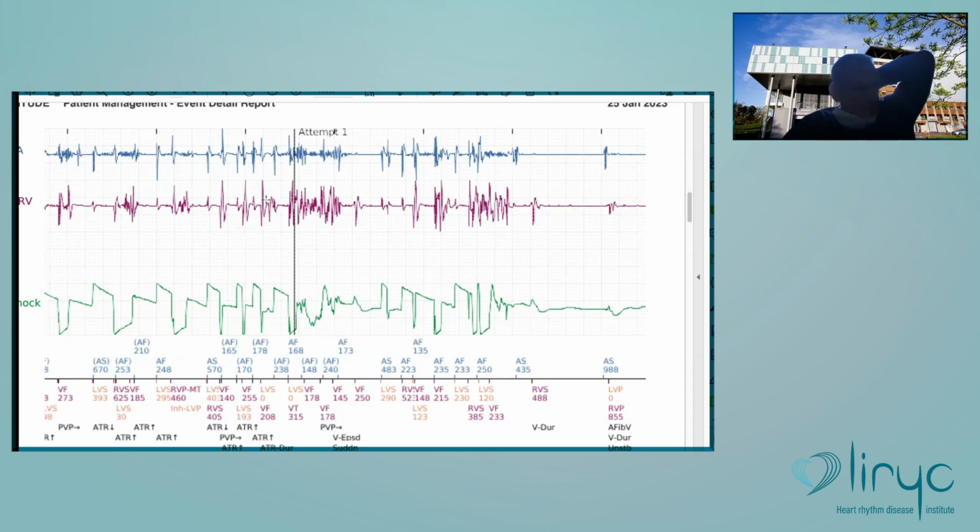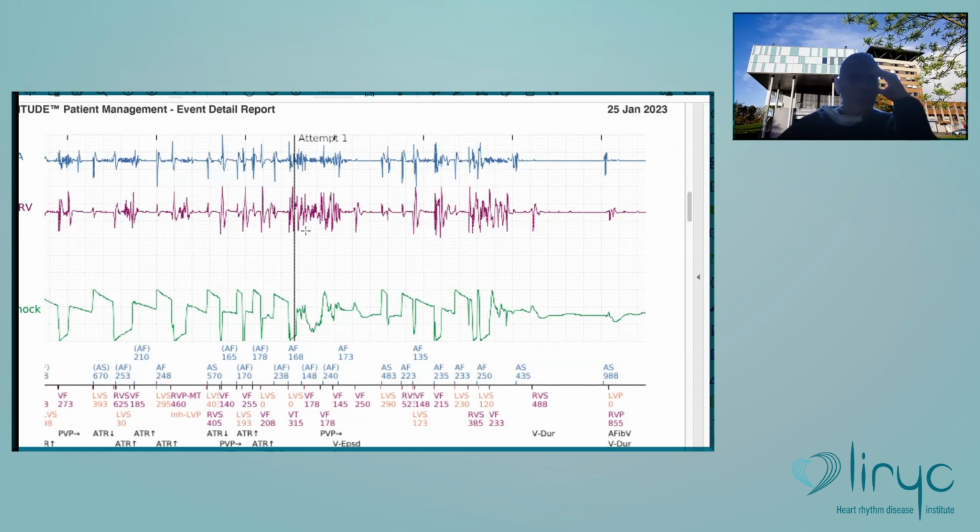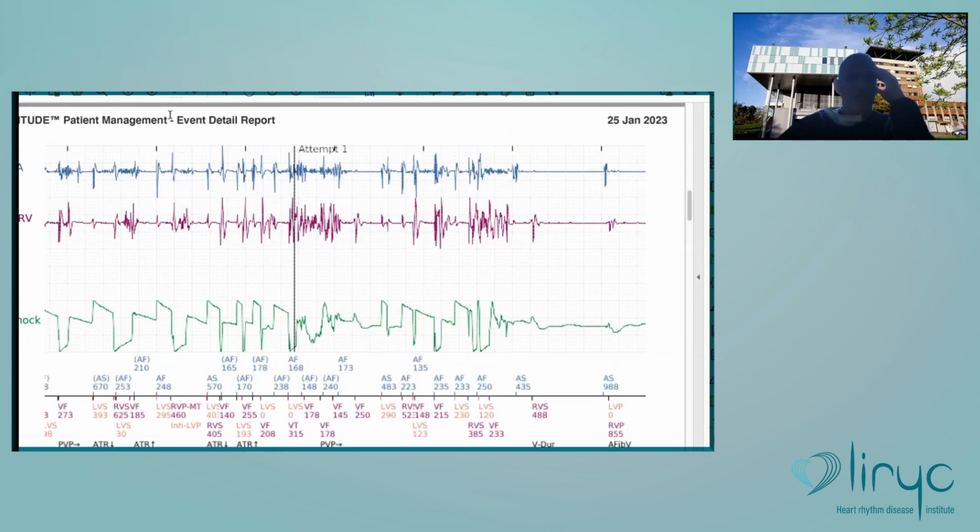Sometimes you receive this kind of tracing with remote monitoring, and you don't know that the patient was having a surgery at this time. So once you have discussed with the patient, the diagnosis is really easy. Okay, so really polymorphic, very fast on the three channels, and maximal amplitude most of the time on the shock channel.